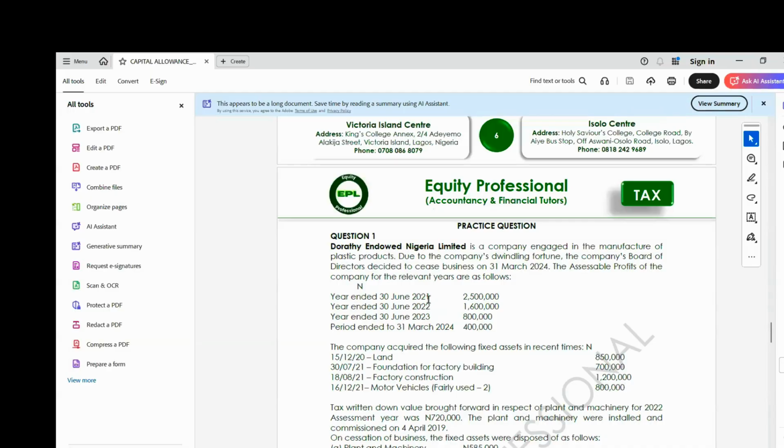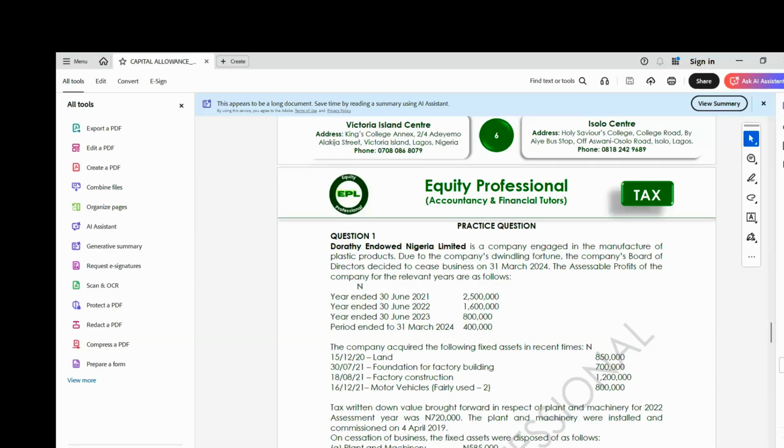2021. Let me analyze the various information given to us, which we are also going to need for our computation. We have one, accounting date. So the accounting date of this particular taxpayer is as at what? 30th June annually.